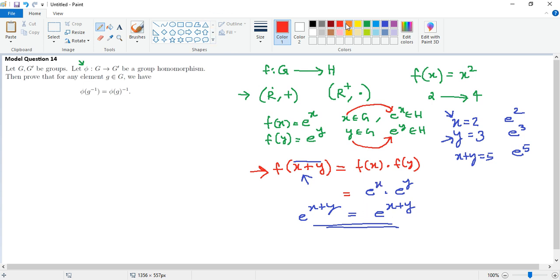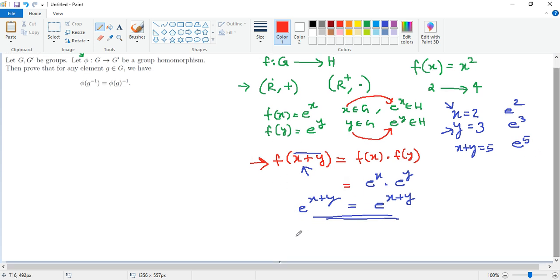And also, a homomorphic function has the property that if you input the identity element of G into f, the output will be the identity element of the other group, right? So that's a property of homomorphic groups.